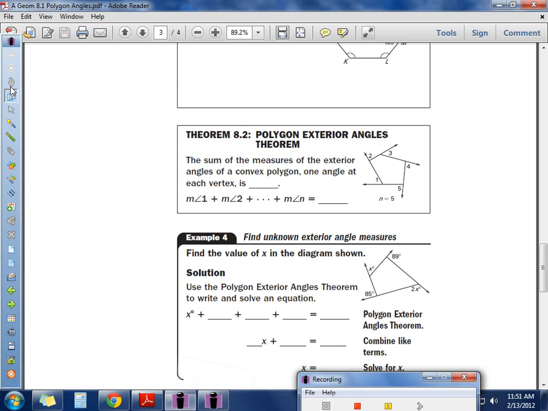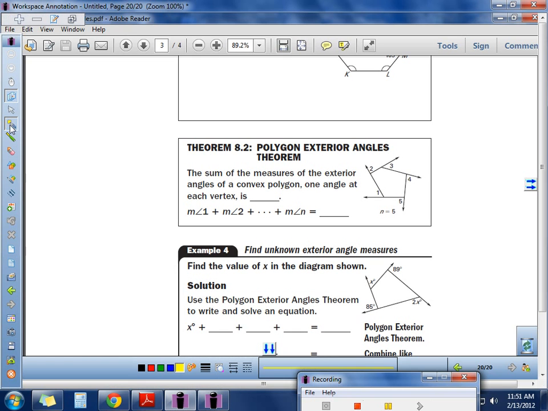What did we just learn about exterior angles on any type of polygon? They always add up to 360. So write this out to the side. Exterior sum is 360. On any polygon, the exterior sum is 360 degrees.